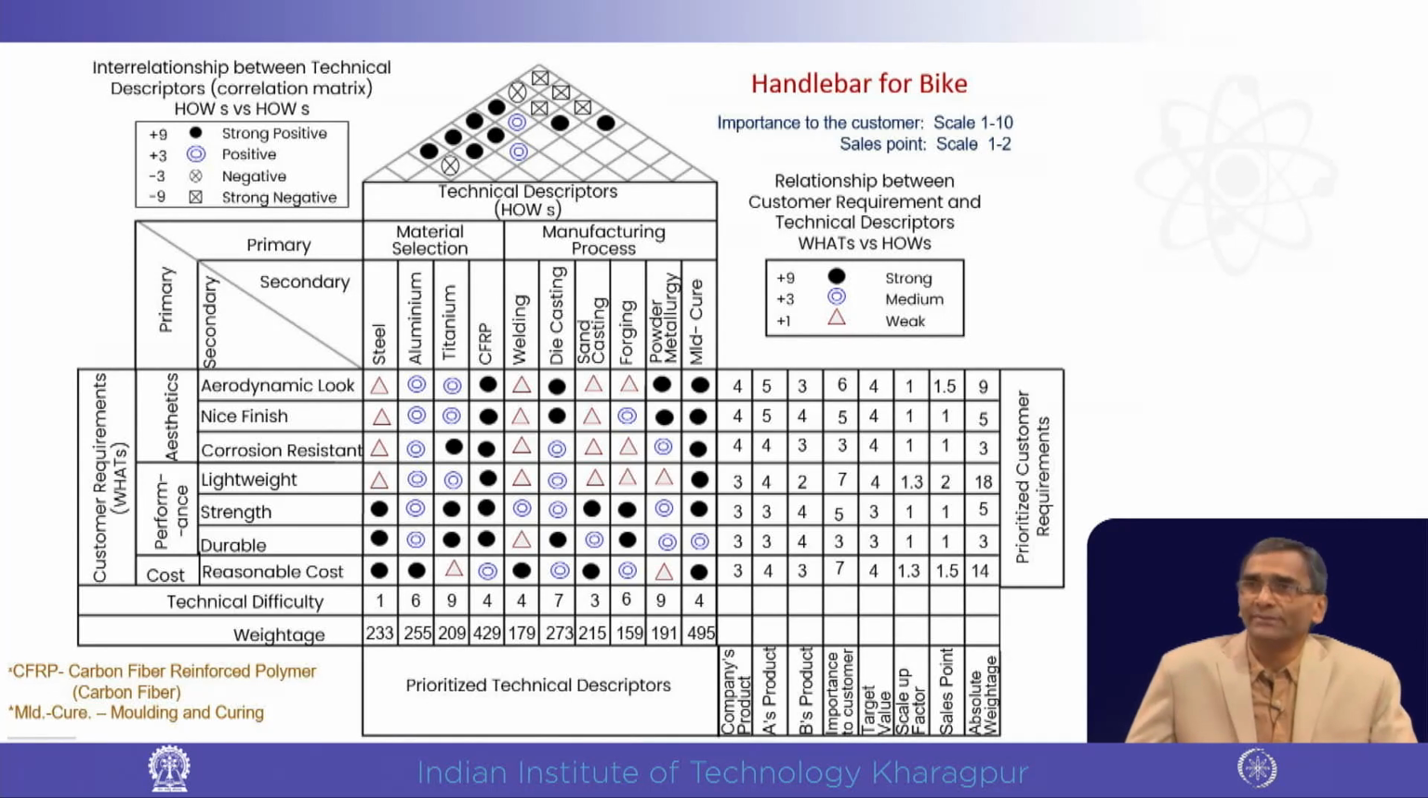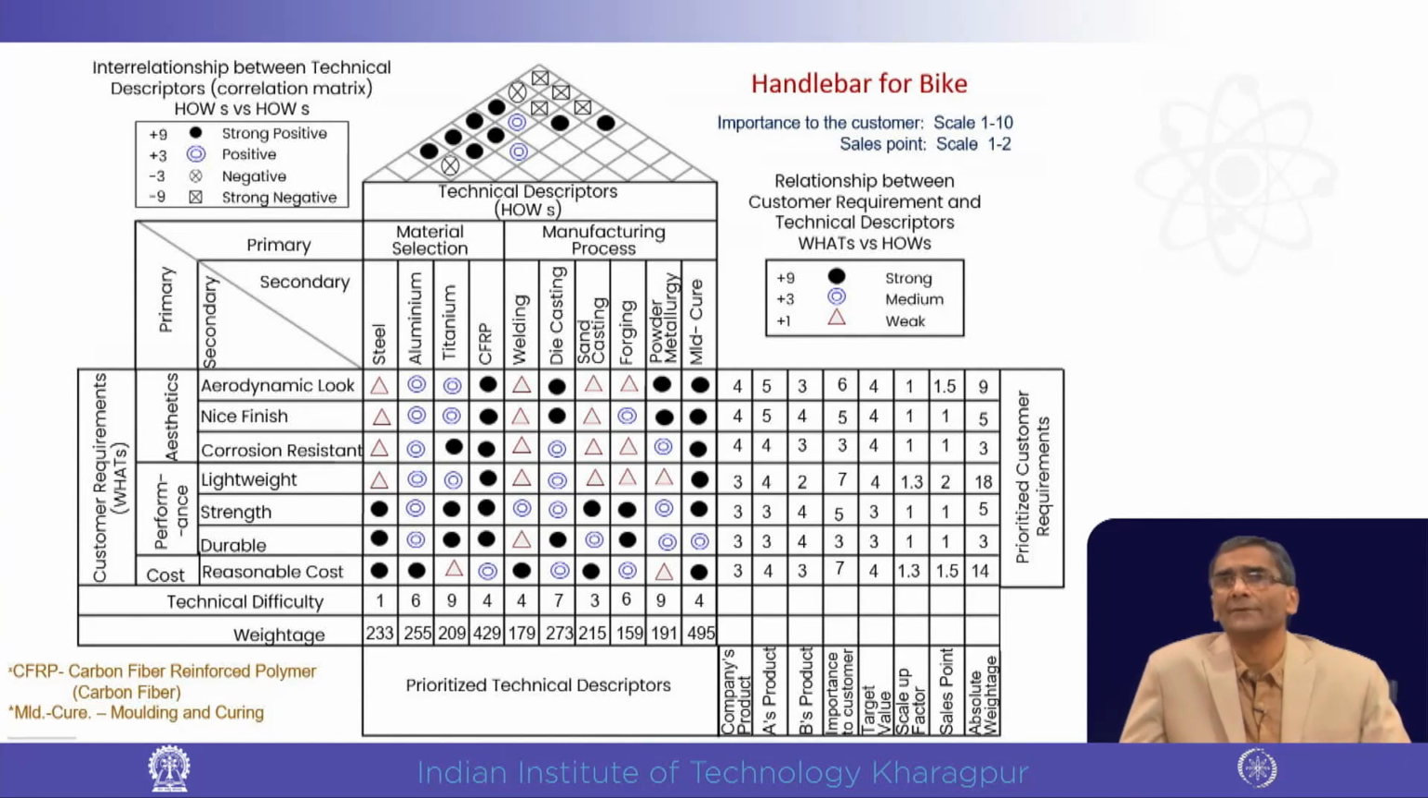So what is the primary one? The primary requirement for the customer, taking as an example the handlebar of a bike, would be three things. One is the performance, that is the function. Then the aesthetics, the look, how it appears, the form. And the third one is the cost. These are the three broad things understood from the voice of the customer.